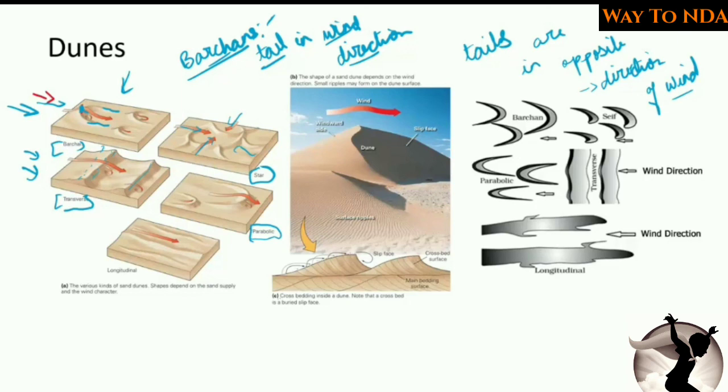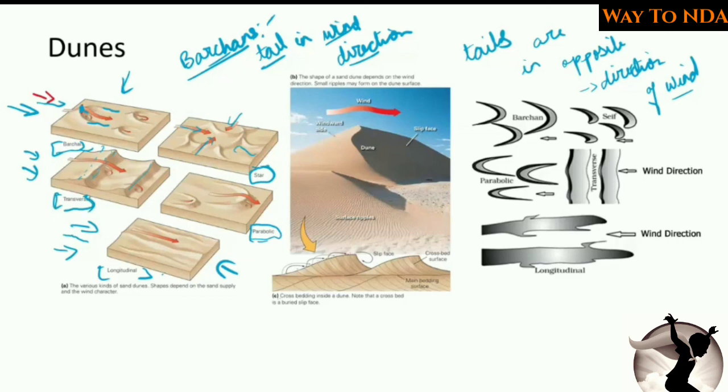So remember this. When the wind faces any obstruction which is parallel to its direction, okay, when the wind is blowing in this direction and it faces the obstruction which is parallel, this will be called as longitudinal dunes. So these are the longitudinal dunes, remember this. So the longitudinal dunes, the parabolic dunes, the star dunes, and the barkhans and the transverse. So these are the different types of dunes.